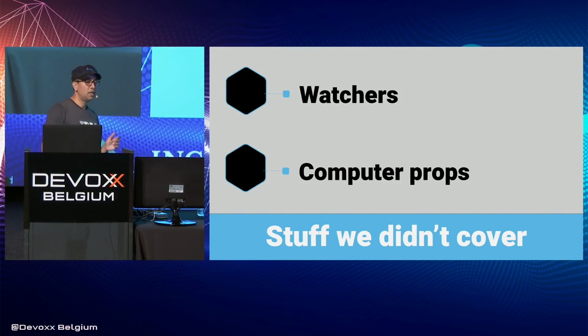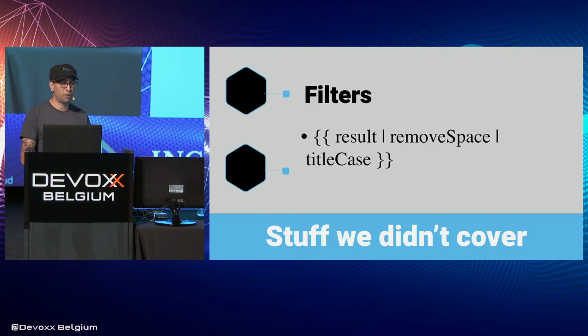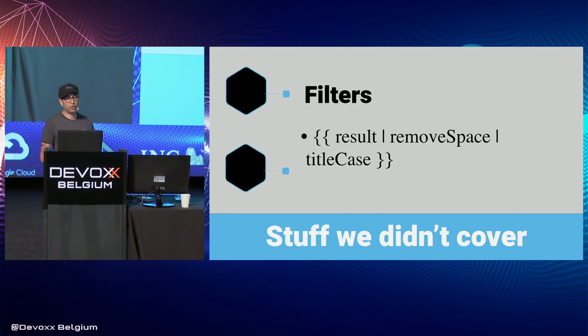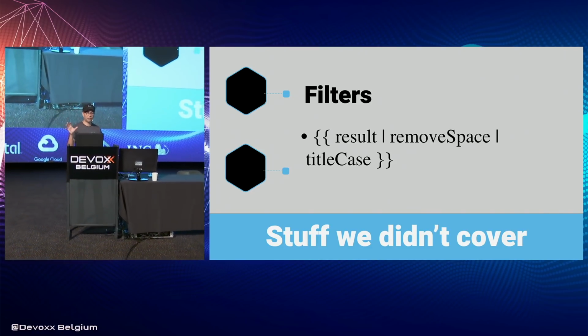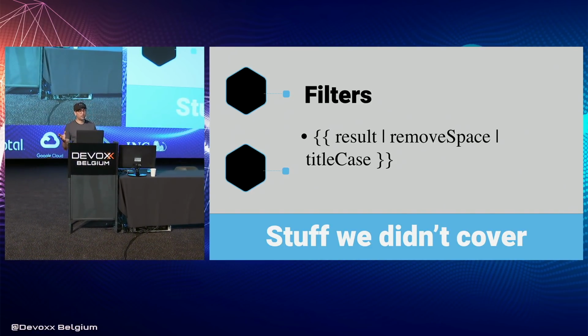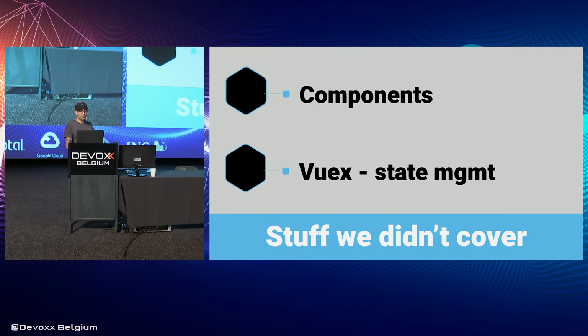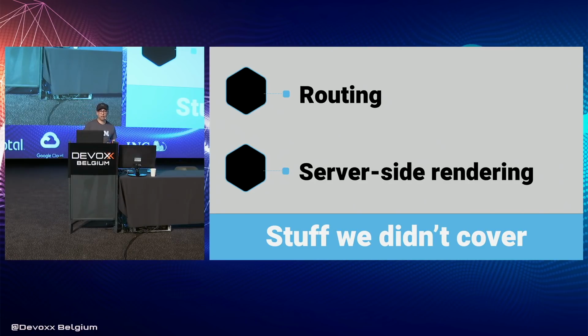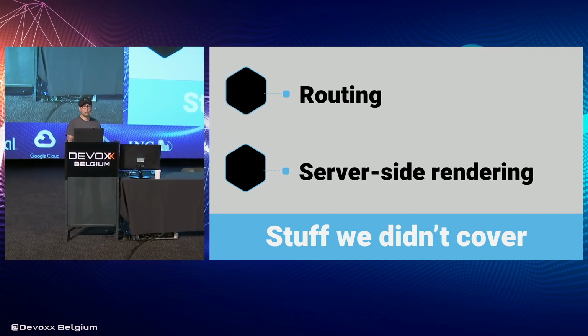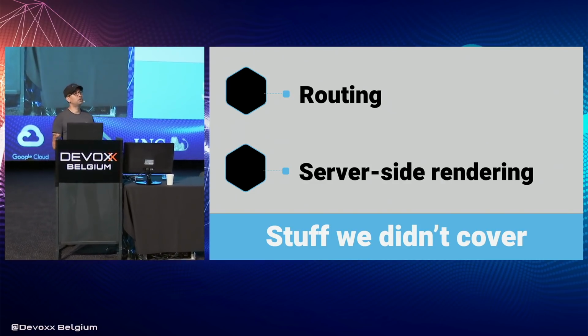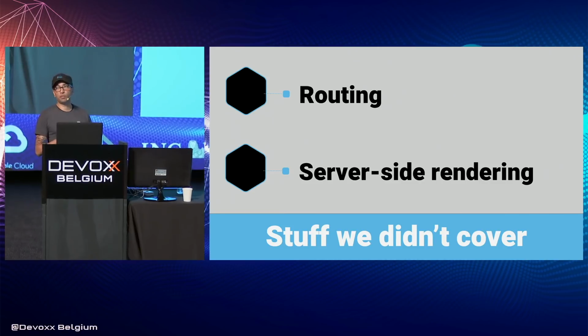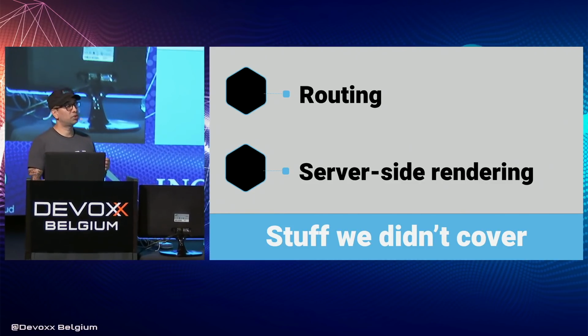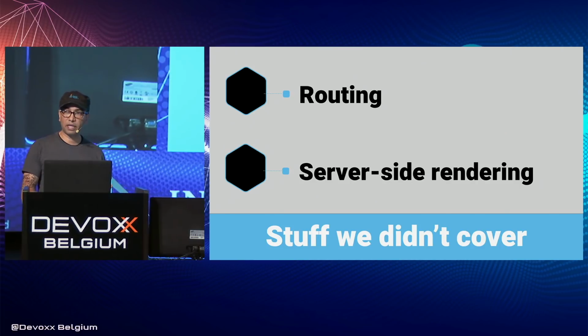All right, so very quickly, some things we didn't talk about. Watchers, computed properties. We didn't really get into filters, but filters are also chainable like this. So for the result, we have a method called remove space and a method called title case, so we can actually inline that directly in our code as well. Okay, we mentioned Vuex and state management, but we didn't get into that, right? We talked a little bit about routing. We didn't really get into server-side rendering, but of course, like every other modern framework, Vue supports the ability to do SSR or server-side rendering of an entire application or of an individual component itself.